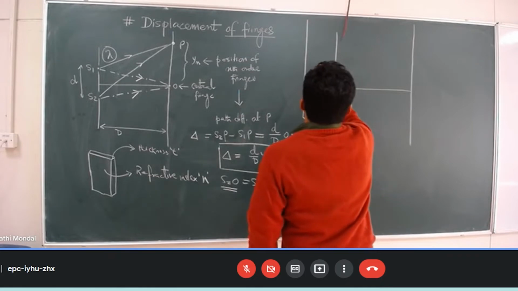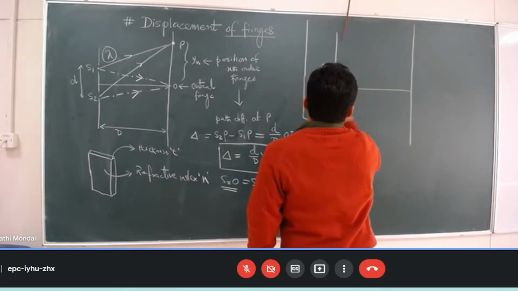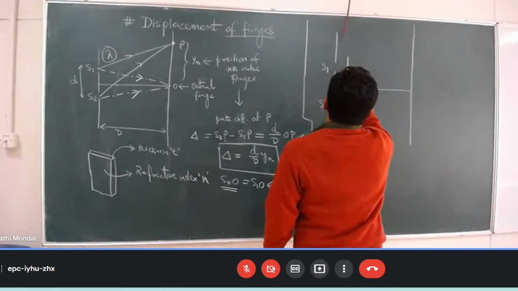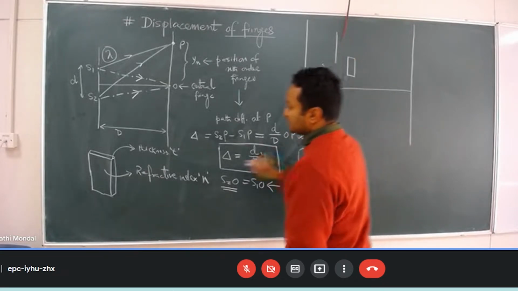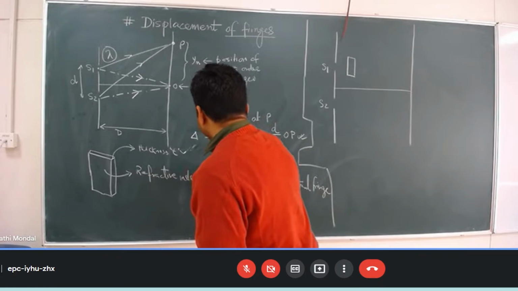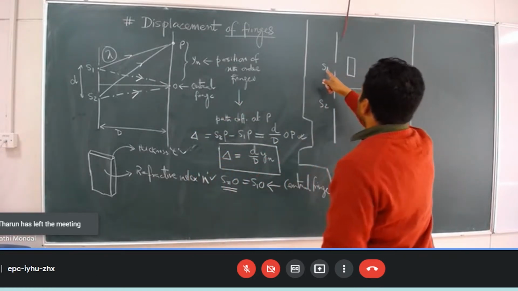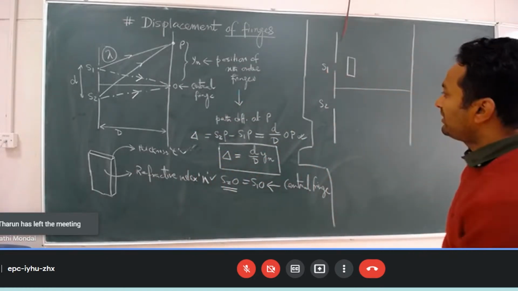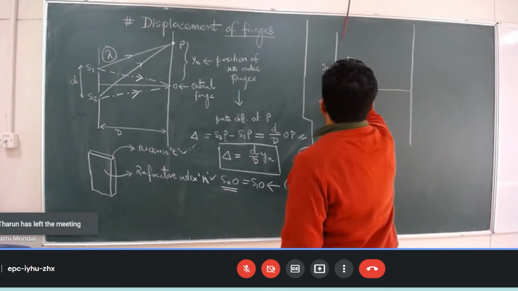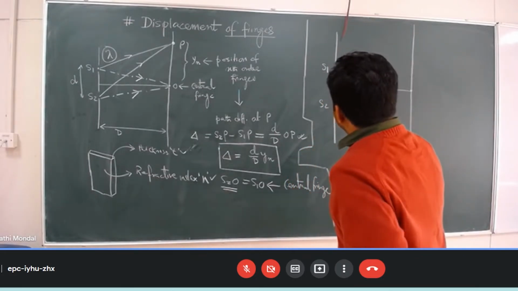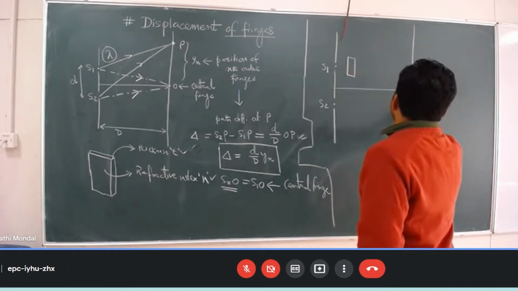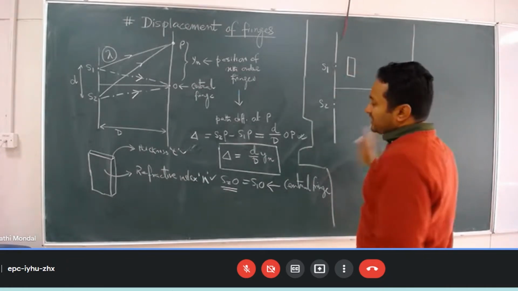So let's say it is S1, let's say it is S2. Now we have put one thin sheet of thickness T and refractive index N near the source S1. Then what will happen? So let's just consider the central fringe. So in that case, the geometrical distances S1O and S2O are equal.